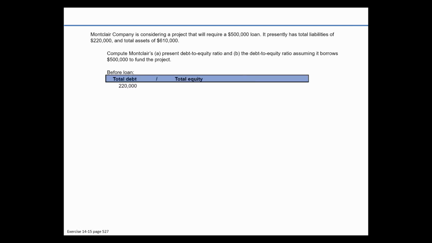And so all you have to do to figure out the debt to equity ratio is just take the total amount of debt. In this case, they have $220,000. Divide that by the amount of equity that they have, which is $390,000.